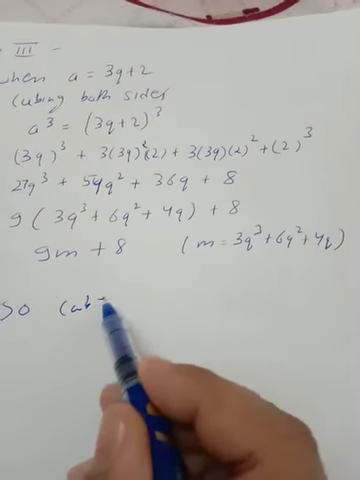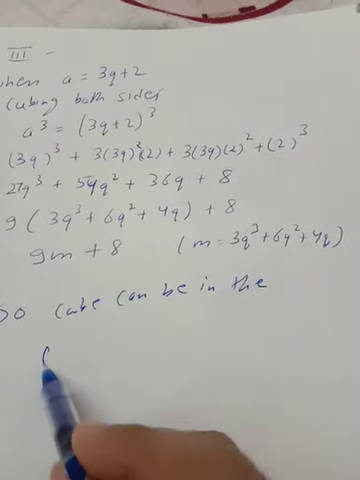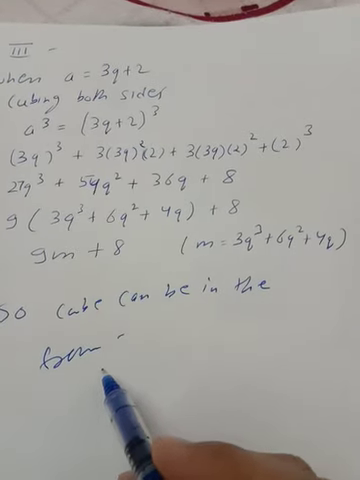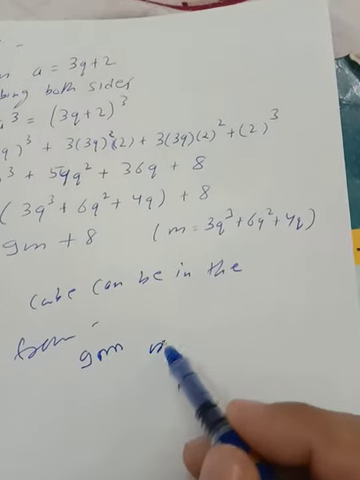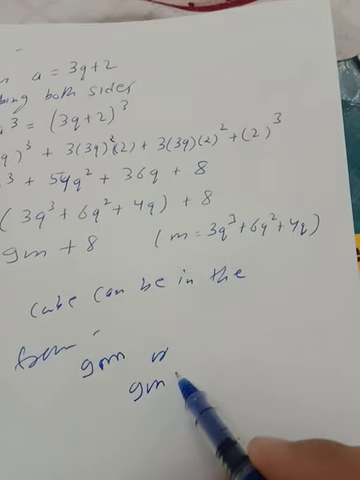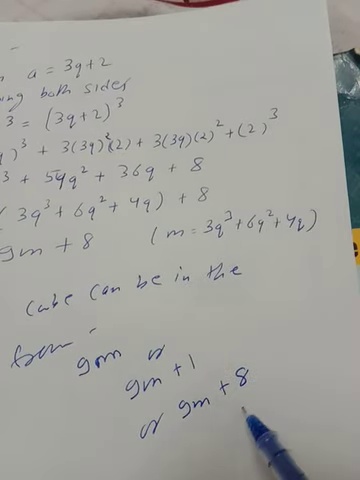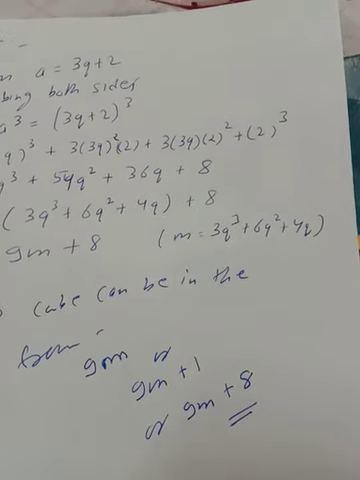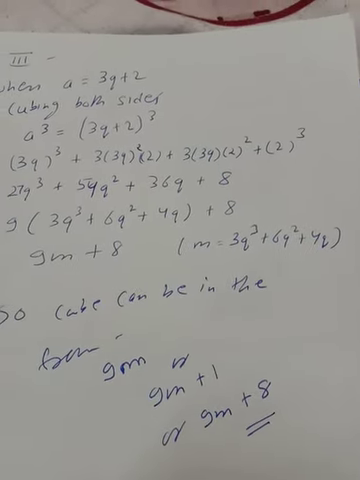So the cube can be in the form of 9m or 9m plus 1 or 9m plus 8. So this will prove our question. So hope you are able to understand the concept. Thank you.